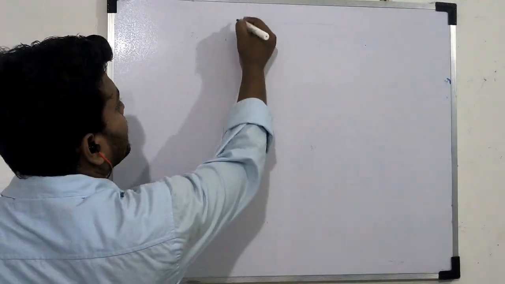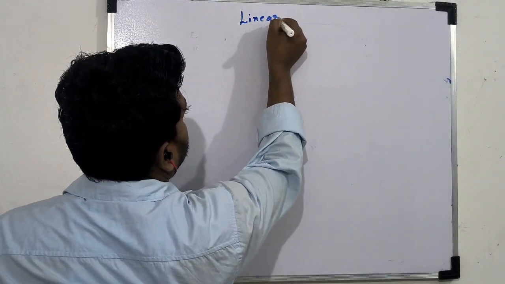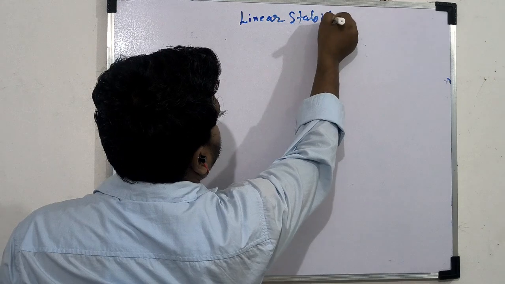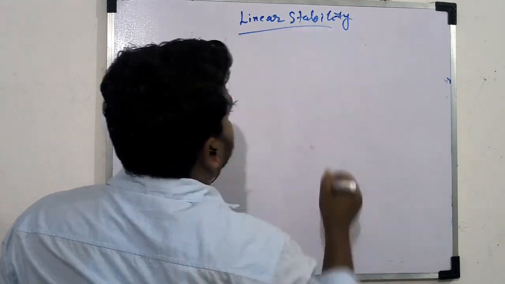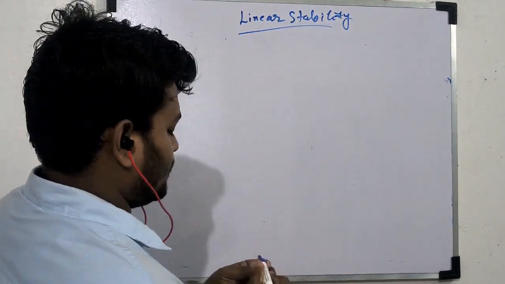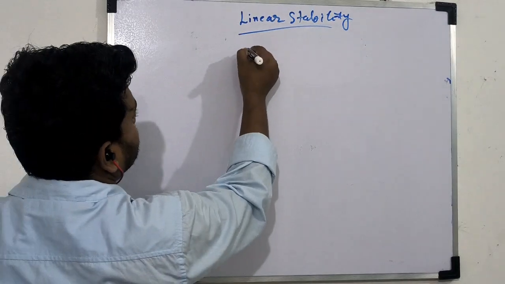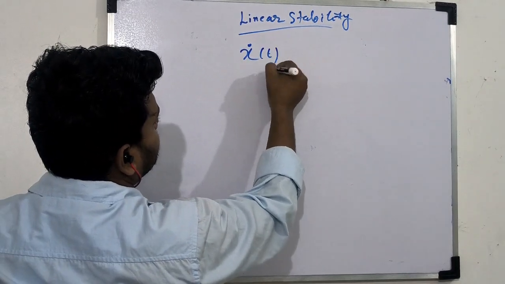So today I will discuss linear stability. Linear stability of a dynamical system. So first let us take a one-dimensional system.